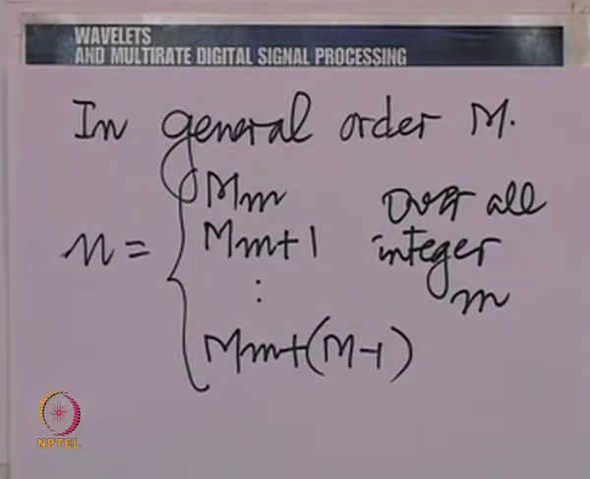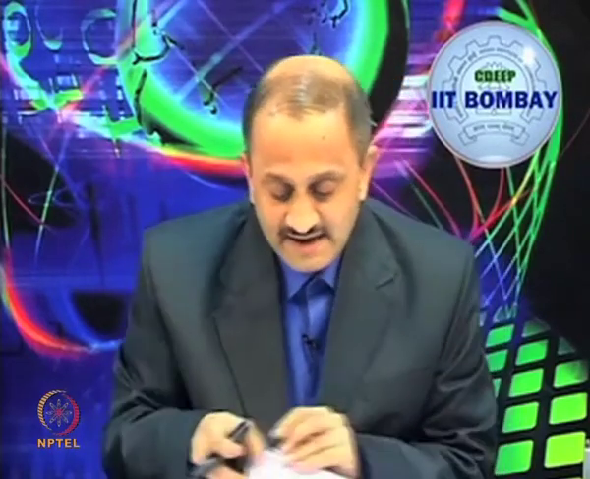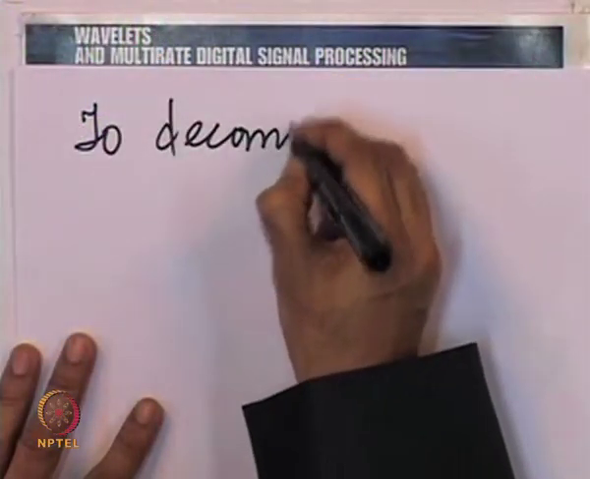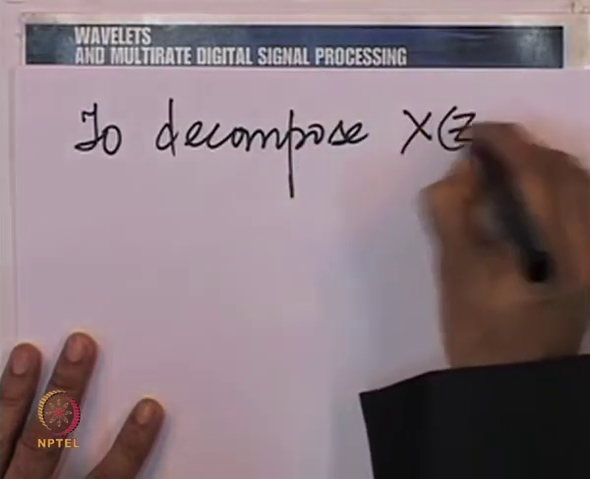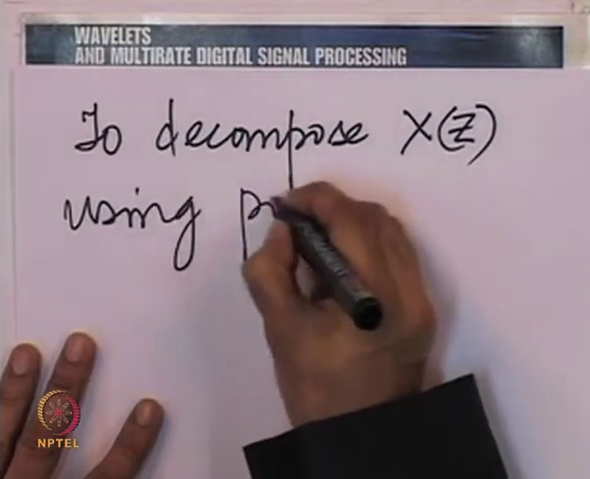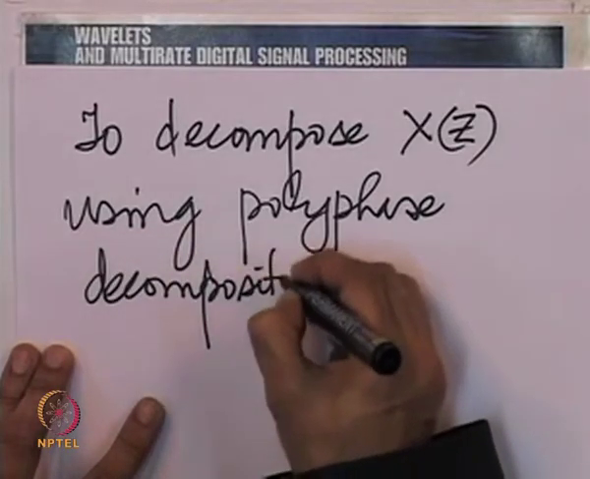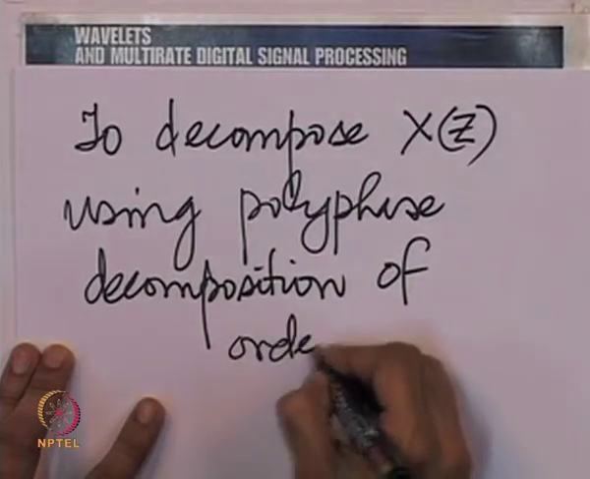So, now let us put down explicitly the mechanism for decomposition of X(z), the z transform, into the z transforms of the polyphase components of order M. To do that, we shall essentially split this index small n in the way that we have just described. So, what we are saying effectively is, to decompose X(z) using polyphase decomposition, order capital M.